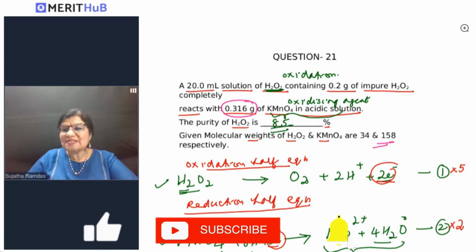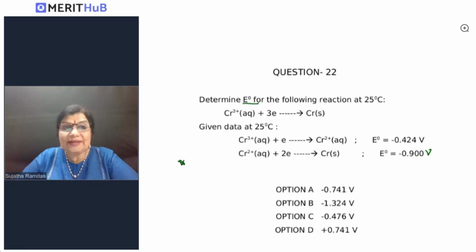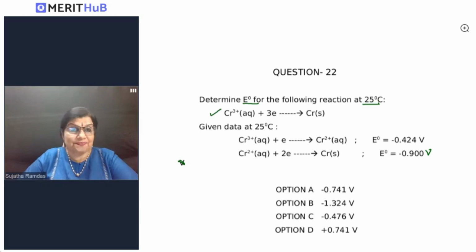Okay. Now let's move on to the next question, question number 22. So this is 0.900 volt. Question number 22. Very interesting question, and you have to think before you start solving this question. Don't be in a hurry to solve this question. Determine E naught at 25 degrees Celsius or 298 Kelvin of this reaction.